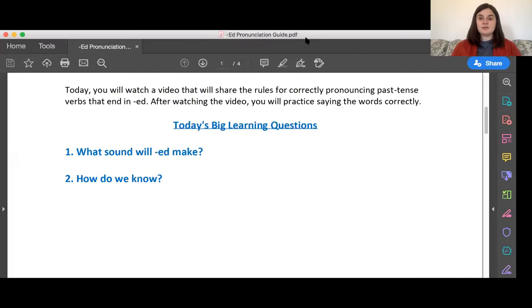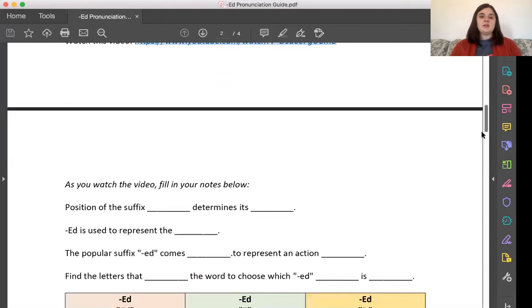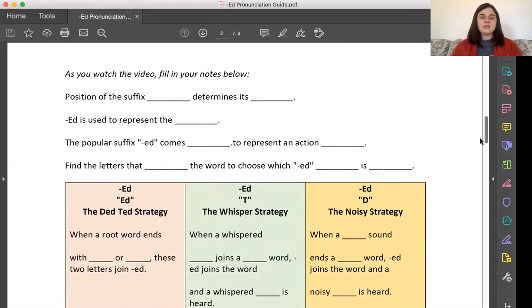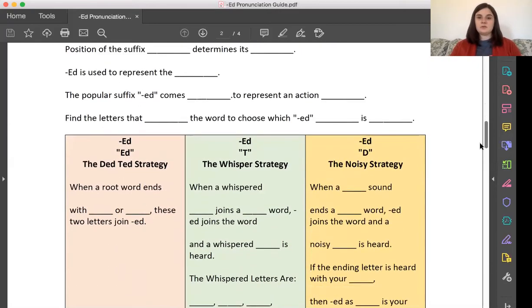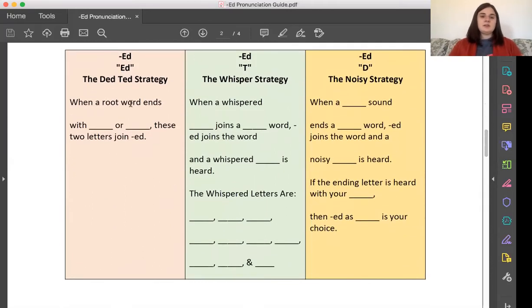Okay, so I'm sharing my screen with you. Hopefully you will watch the video, right? The big questions are, what sound will ed make? That's what you're trying to learn. When you're reading, how do you know how to correctly say the word? So you have to watch the video and fill in the notes. We're not going to go over the notes, but we will read this.